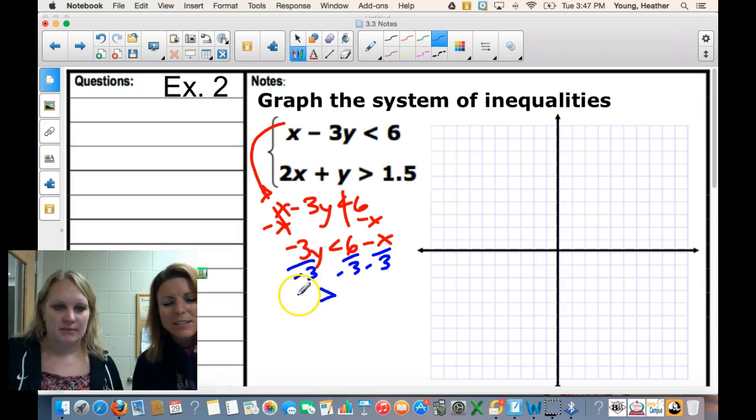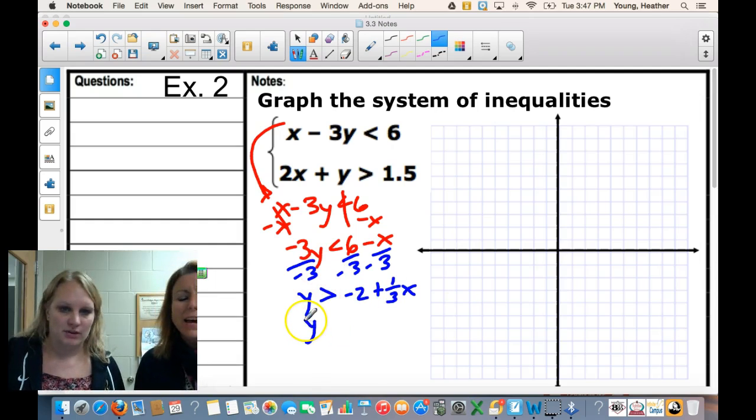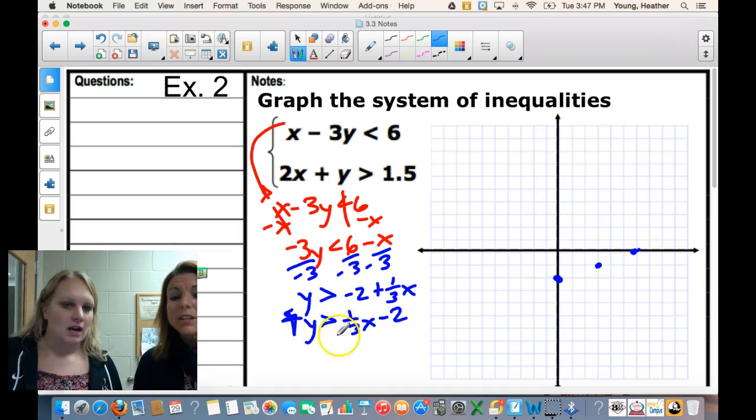That is right. So now we've got y is greater than negative 2 plus 1/3 x. Now I'm going to move that so it's actually y is greater than 1/3 x minus 2. So here's our first one. We're graphing that. Down 2, and then up 1 over 3, up 1 over 3, and up 1. Is it a solid or dashed? It is going to be dashed because we don't have an equal sign.